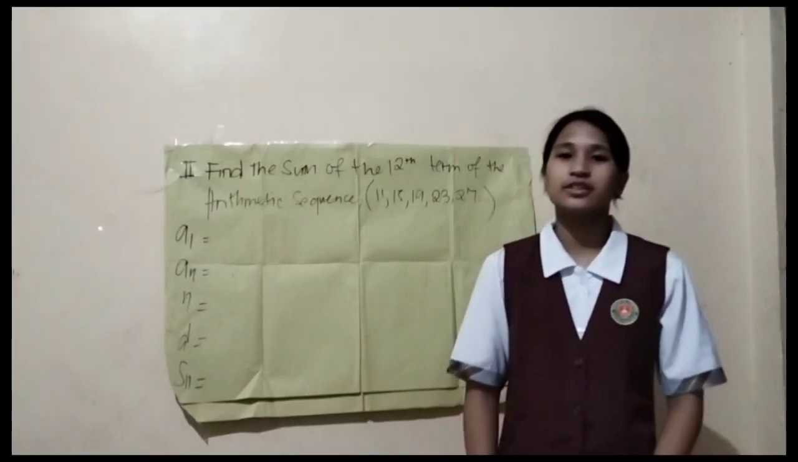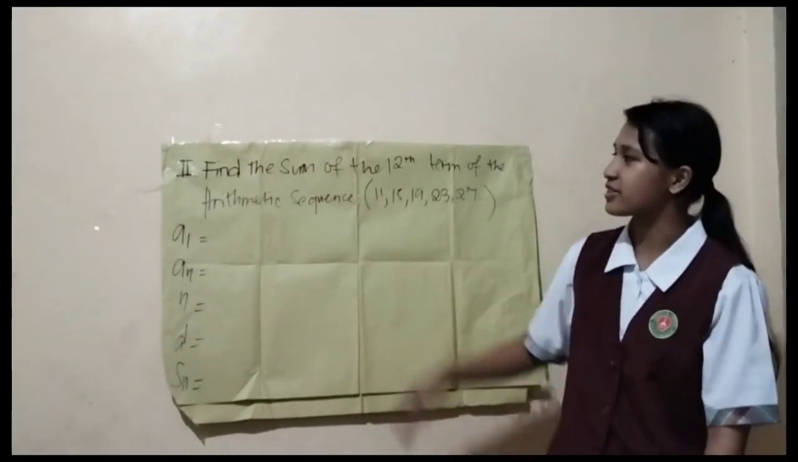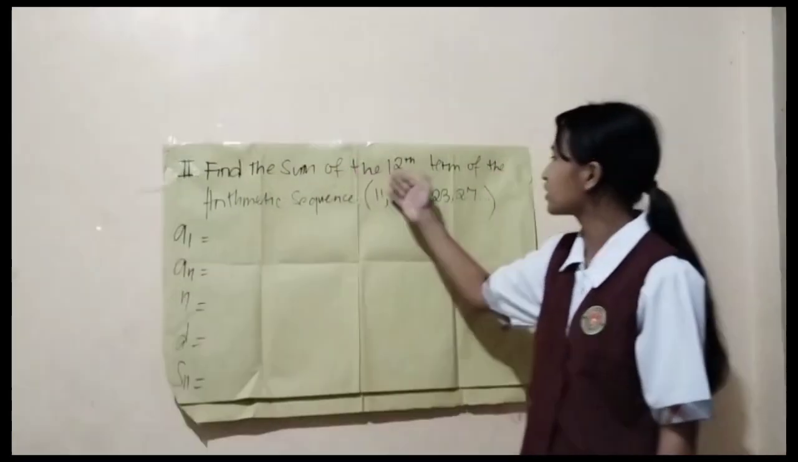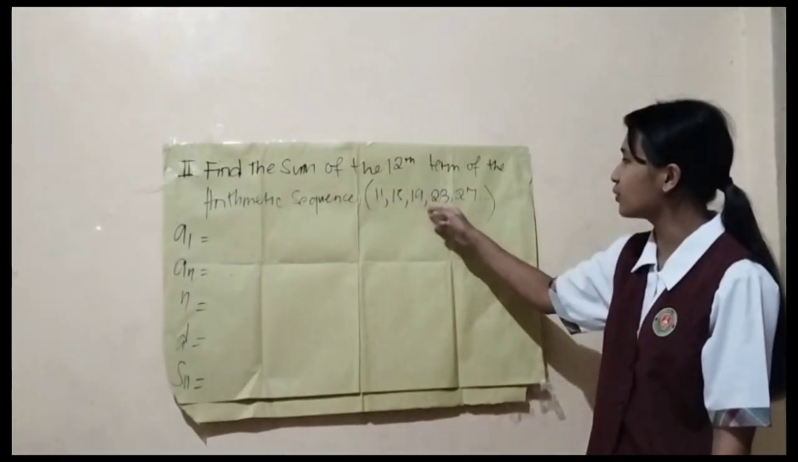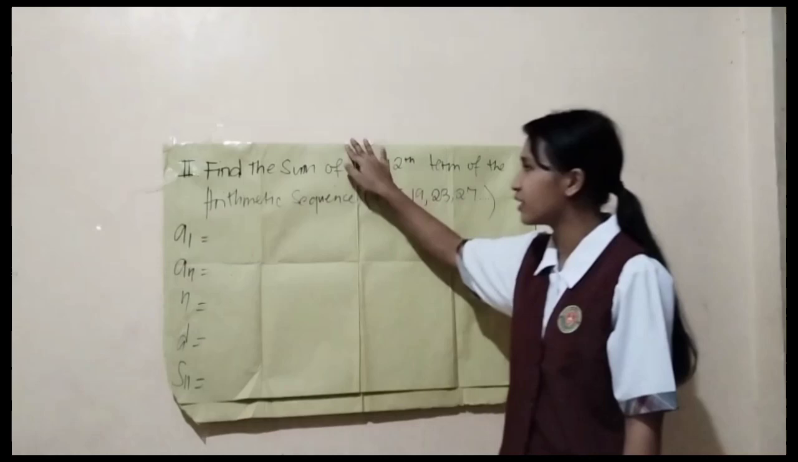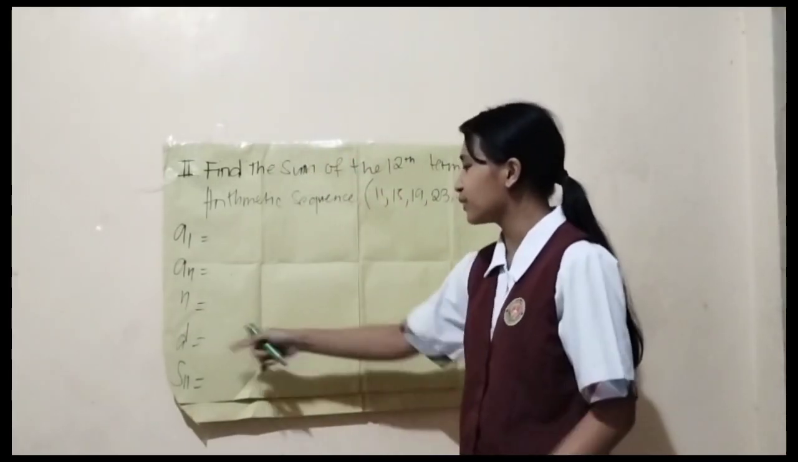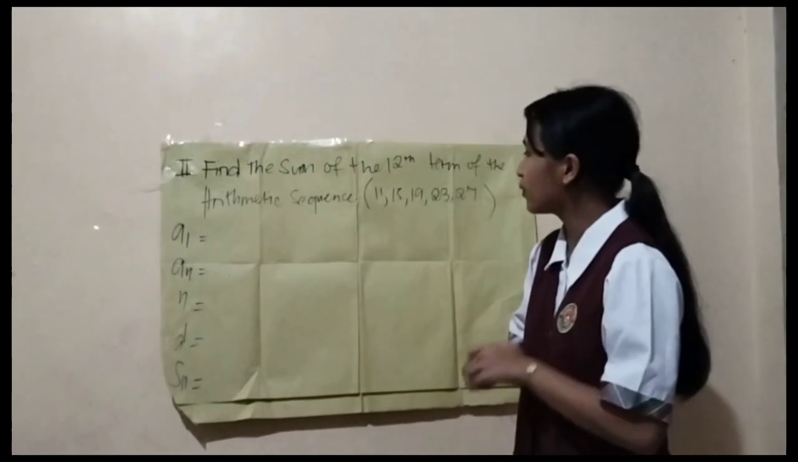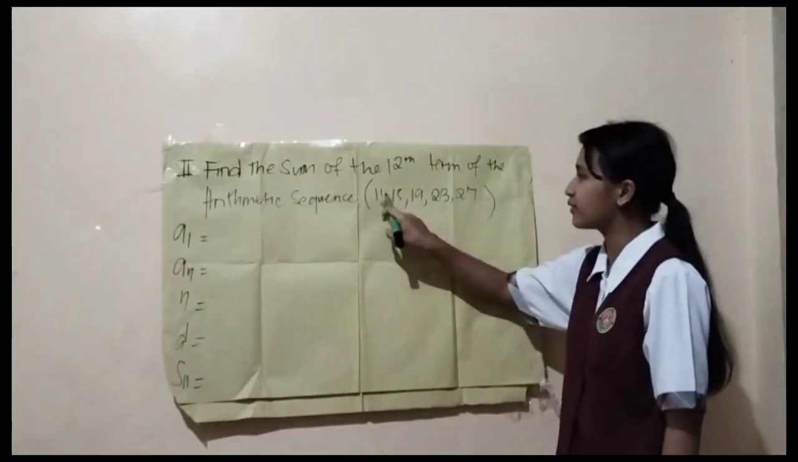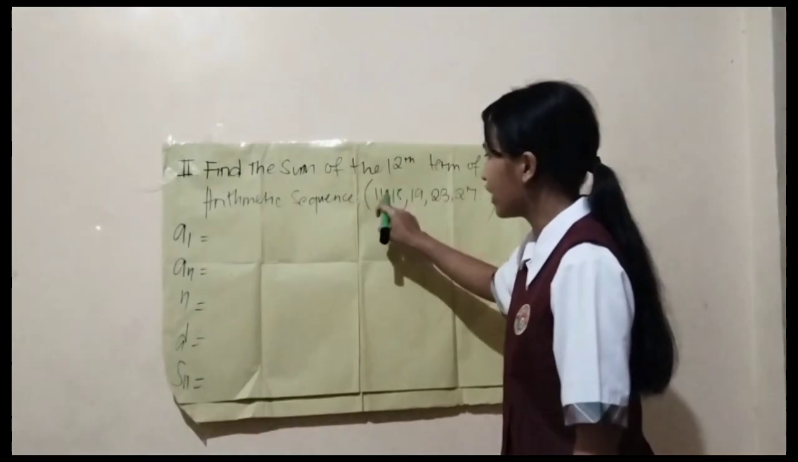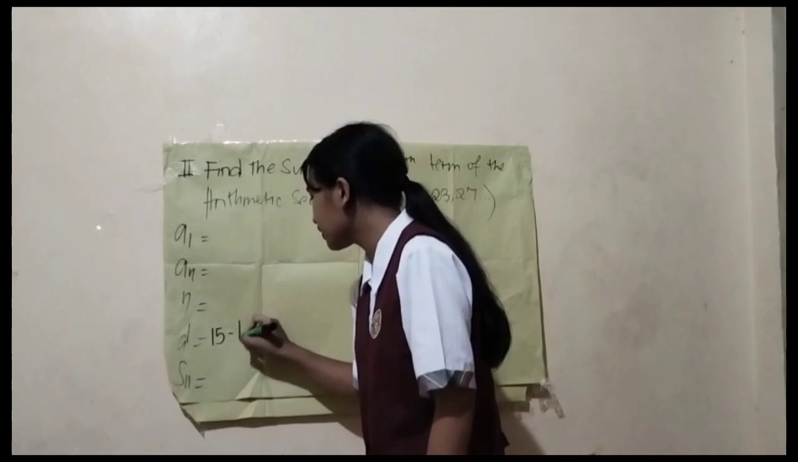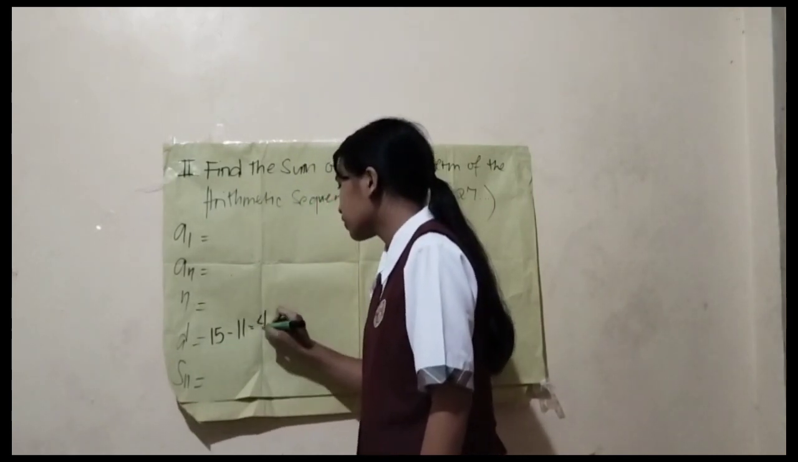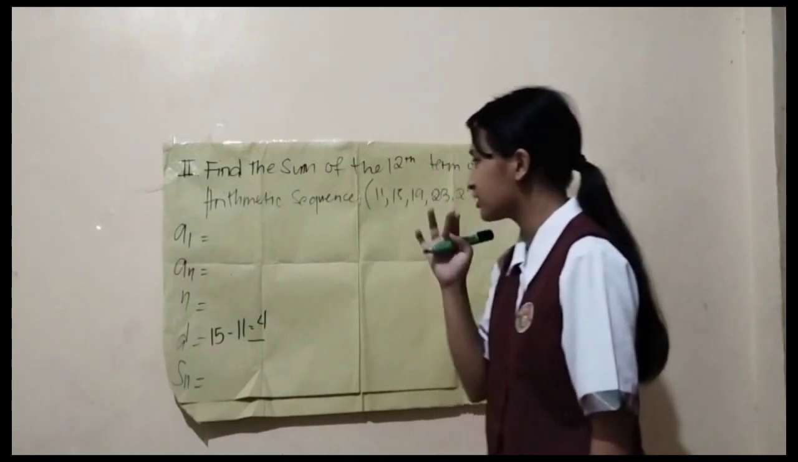Now let us proceed to the second problem for our arithmetic sequence, which is find the sum of the 12th term of the arithmetic sequence 11, 15, 19, 23, 27, and so on. First, we will get the common difference, which we would be subtracting the second term and the first term, which is 15 and 11. 15 minus 11 is equal to 4. So our common difference is 4.